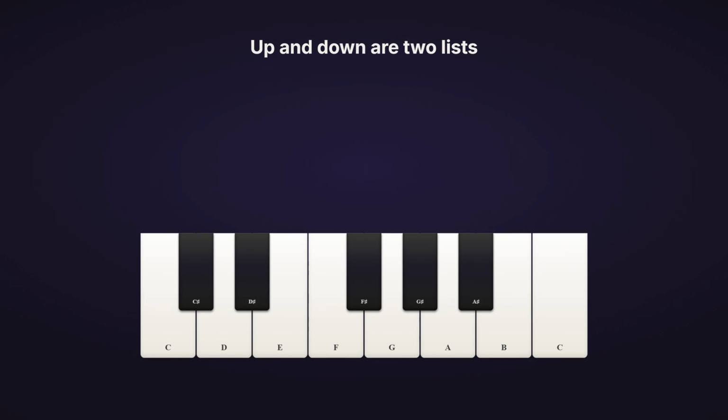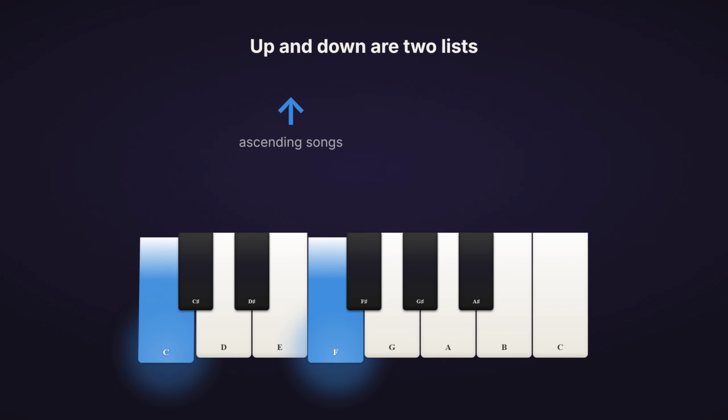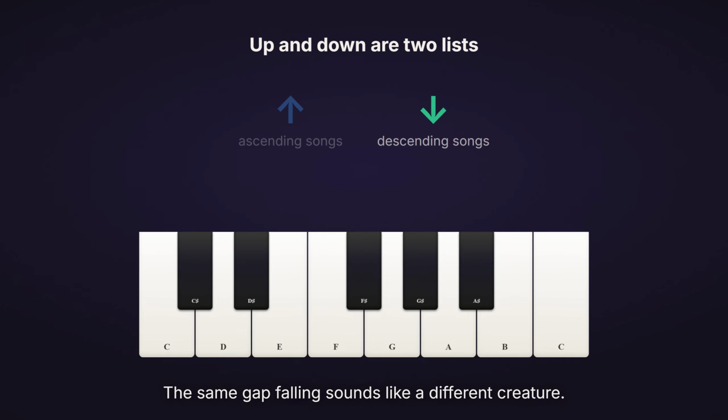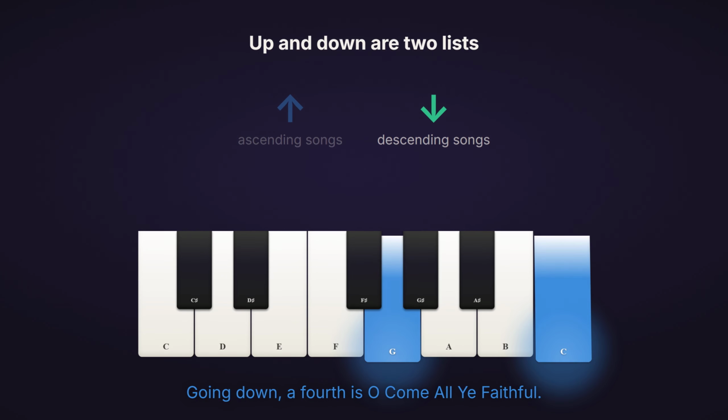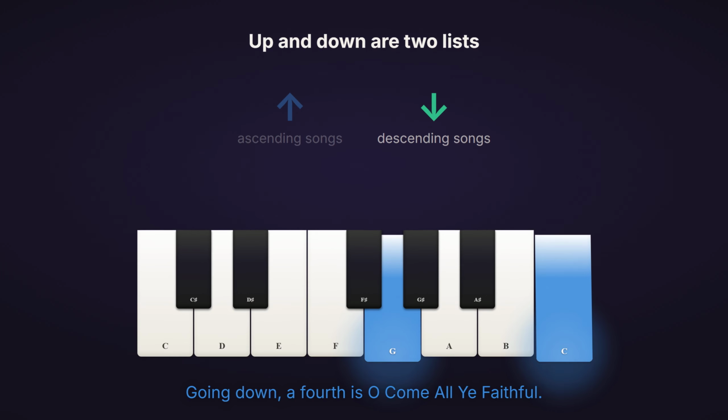One warning before you start drilling, because it trips everyone up. Every song so far has gone upward, low note then high note. Those are your references for ascending intervals. The moment an interval goes downward, high note then low note, the song you need changes completely. A perfect fourth going down is not Here Comes the Bride anymore. It is the opening of O Come All Ye Faithful, which falls instead of rising. The two notes are still 5 semitones apart, but the falling shape sounds like a different creature, so the upward song will not help you.